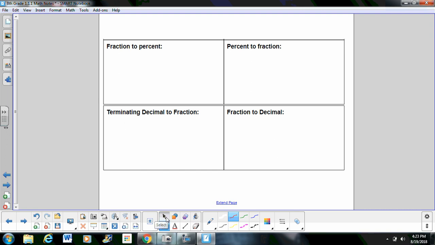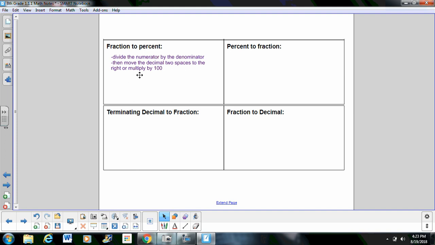The next one is changing a fraction to a percent. So this is a two-step process. The first thing you're going to do is divide the numerator by the denominator. Then you're going to move the decimal 2 spaces to the right or multiply by 100. So first you're changing the fraction into a decimal, and then you're changing the decimal into a percent. So say, for example, we had the fraction 3/5. If I were to divide 3 by 5, I would get 0.6 or 0.60. And then I want to move the decimal 2 spaces to the right to change it into a percent. So I go over 1, then there's not another number there, so I still move over and add a 0, so it's going to be 60%.